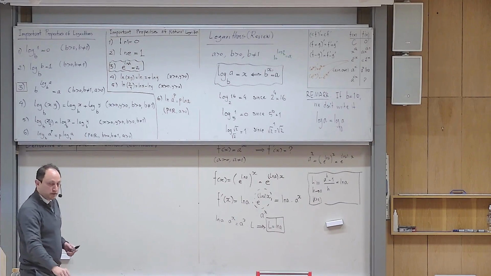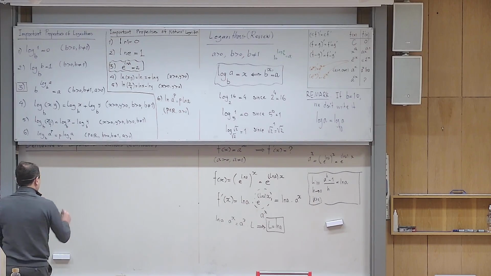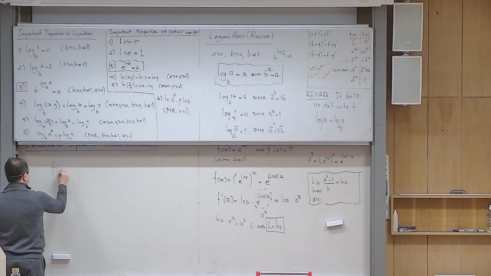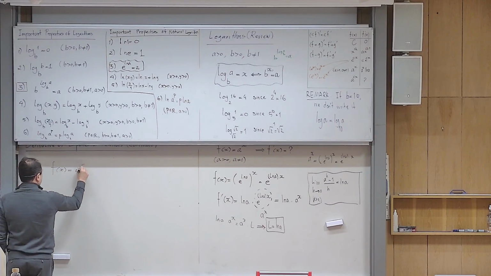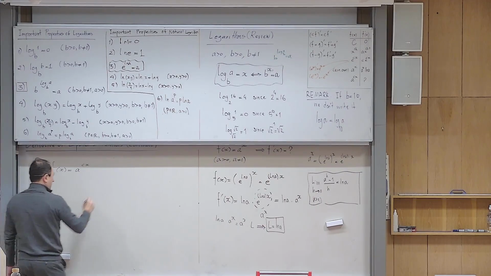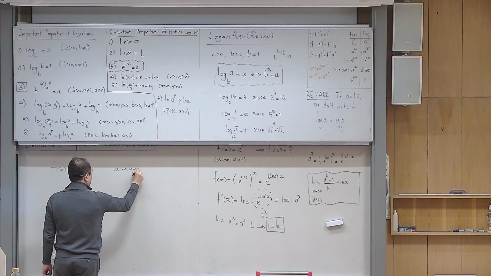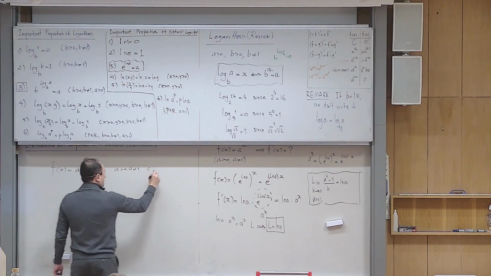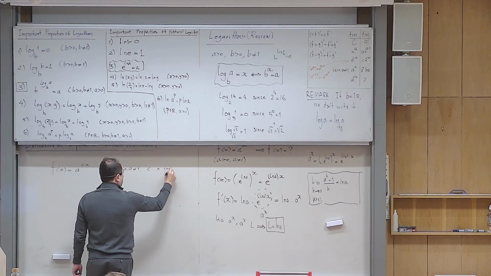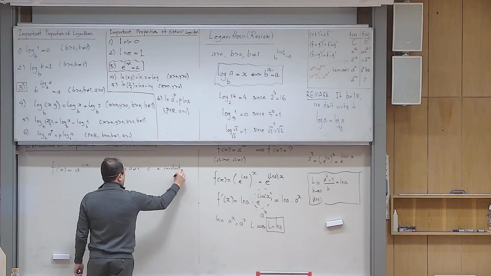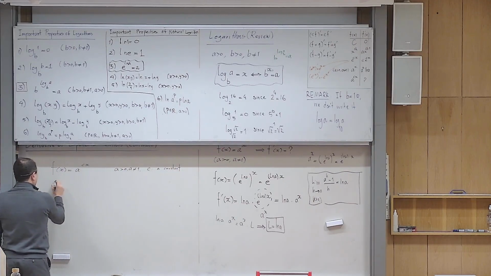Yes, do you want to answer? So now the question is this. f of x is a to the power of cx, where a is positive, a is not equal to 1, and c is a constant. So we want to answer the question: what happens if I take the derivative?